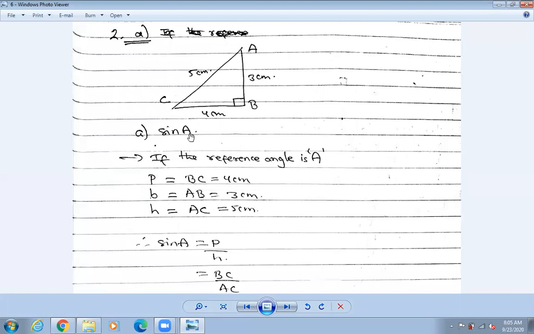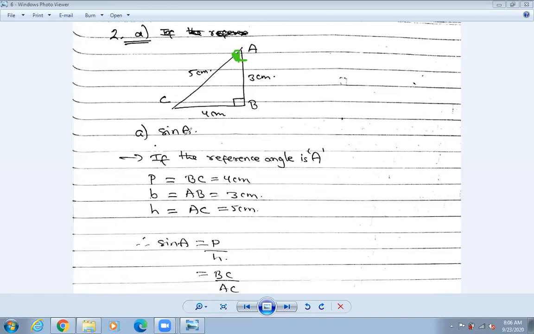Here you are to find the value of sine A, where A is denoted by the angle. This is the reference angle in this case, sine A. If it is sine B, then B is the reference angle, and if it is sine C, then C will be the reference angle. Let us do this first, supposing this is the reference angle, sine A.